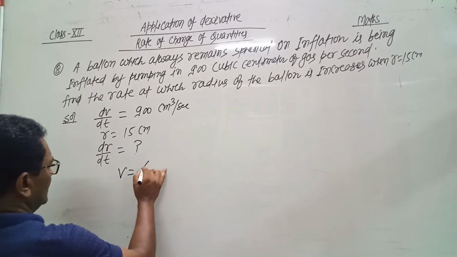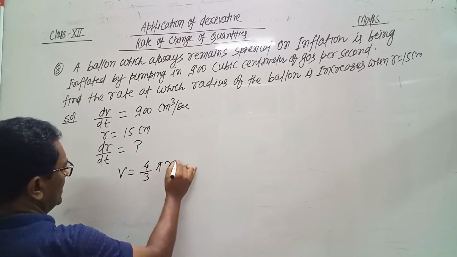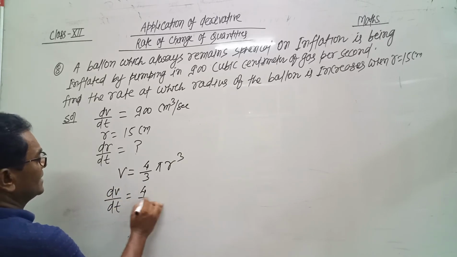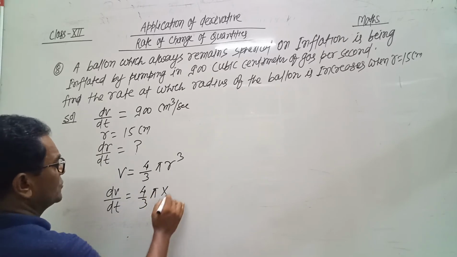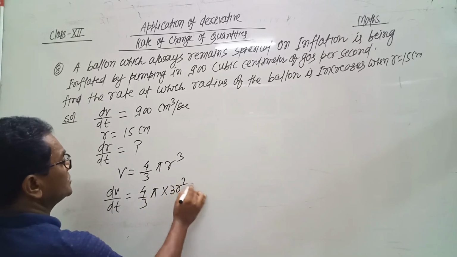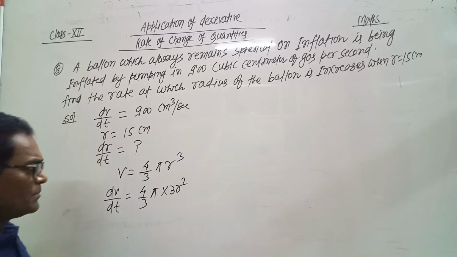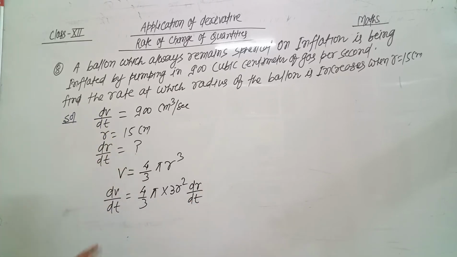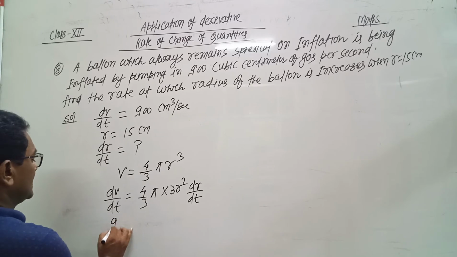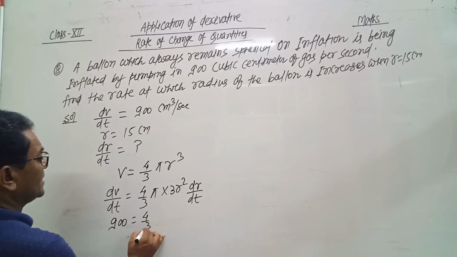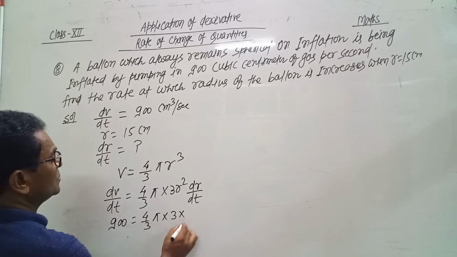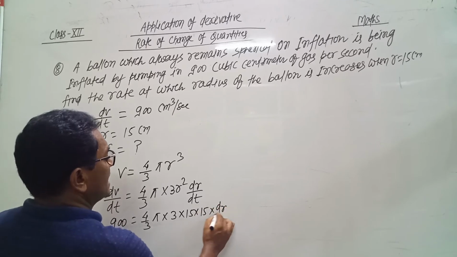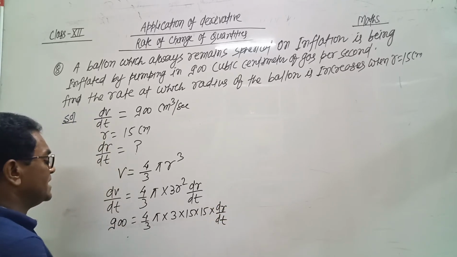So we will use the formula for volume of a sphere. Volume of a sphere is 4/3 pi r cube. Differentiate with respect to t. dV by dt is 4/3 pi, constant, times differentiation of r cube, which is 3r square, and differentiation of r is dr by dt. Now the value of dV by dt is given, 900, equals 4/3 pi into 3 into r square, means 15 into 15, into dr by dt. We have to calculate dr by dt.